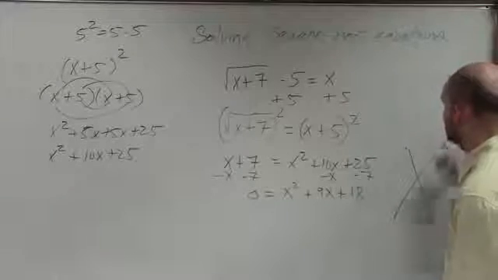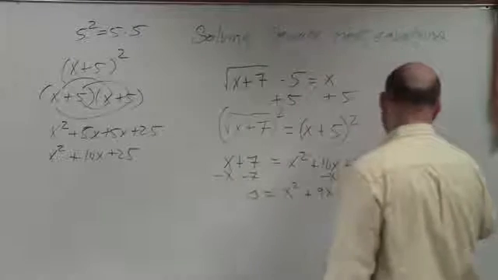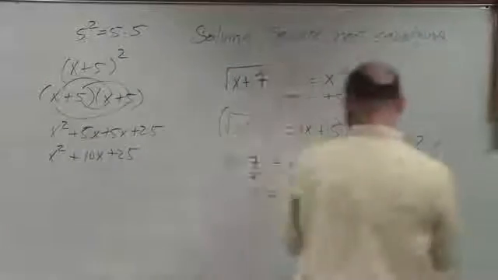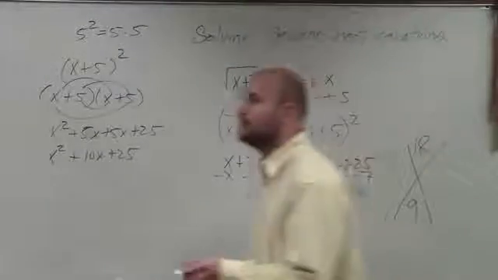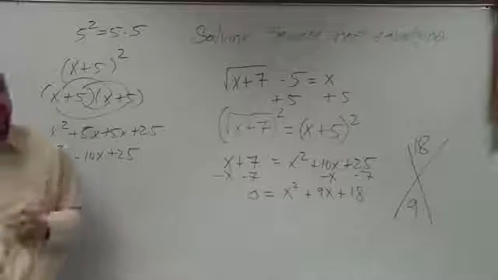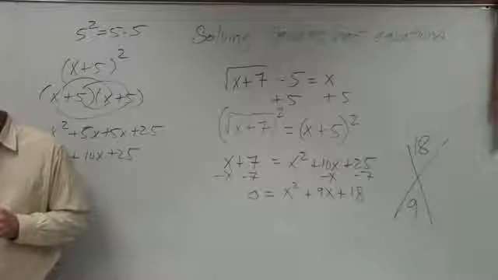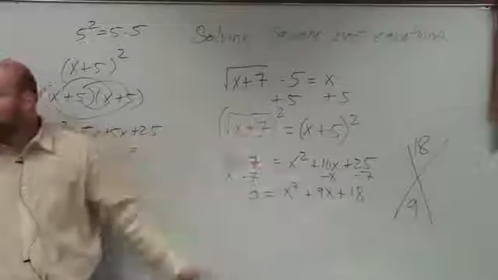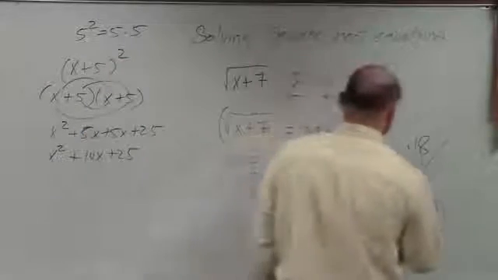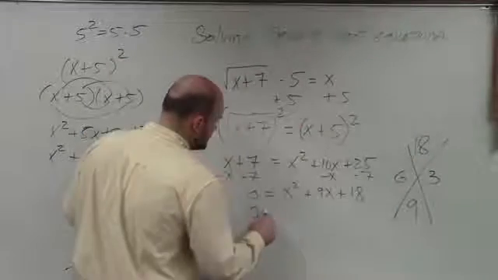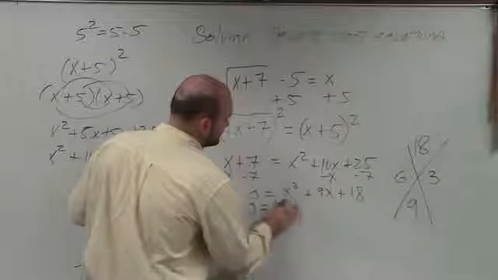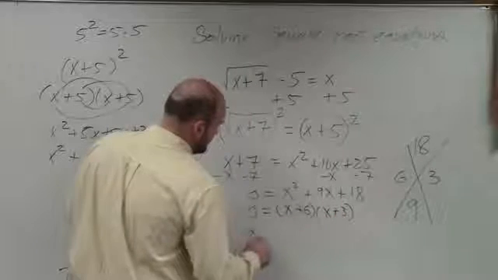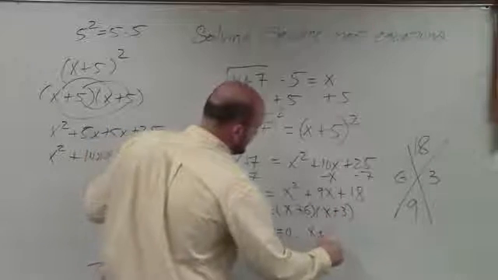Well, if you're going to go ahead and factor, ladies and gentlemen, remember we have 18 and positive 9. What two numbers multiply to give you positive 18 and add to give you 9? 2 and 9. No. What are the two numbers? You're right. 2 and 9 multiply to 18, but they don't add to give you 9. 3 and 6. So now, x plus 6, x plus 3. X plus 6 equals 0. X plus 3 equals 0.